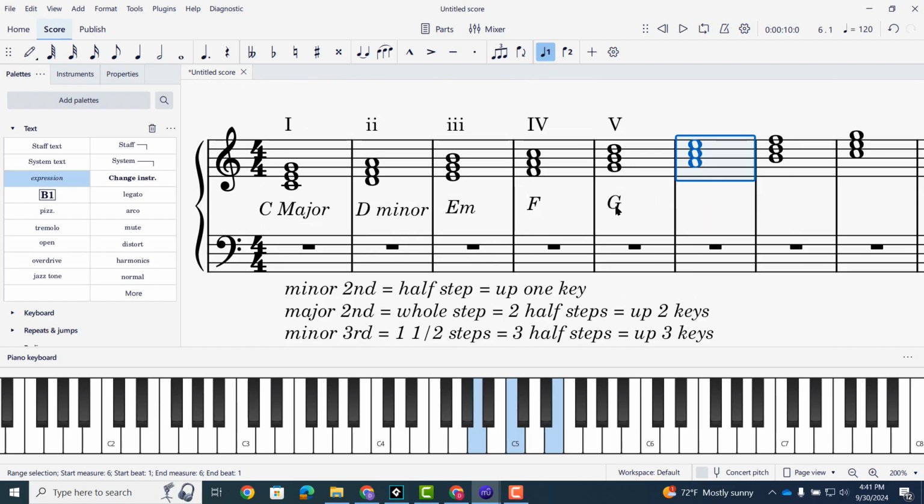We're at the letter G. We can't go any further. There's no H in music, so you start over with the letter A. So let's first put maybe some staff text on top.